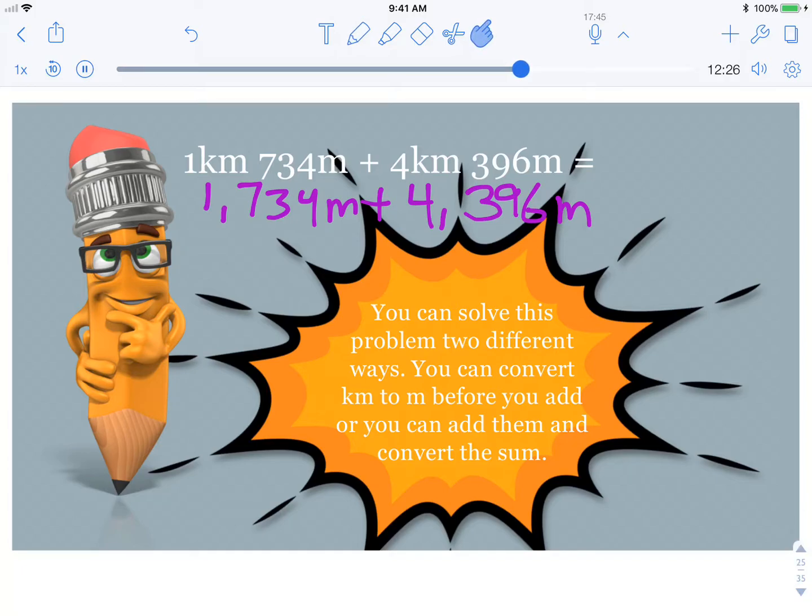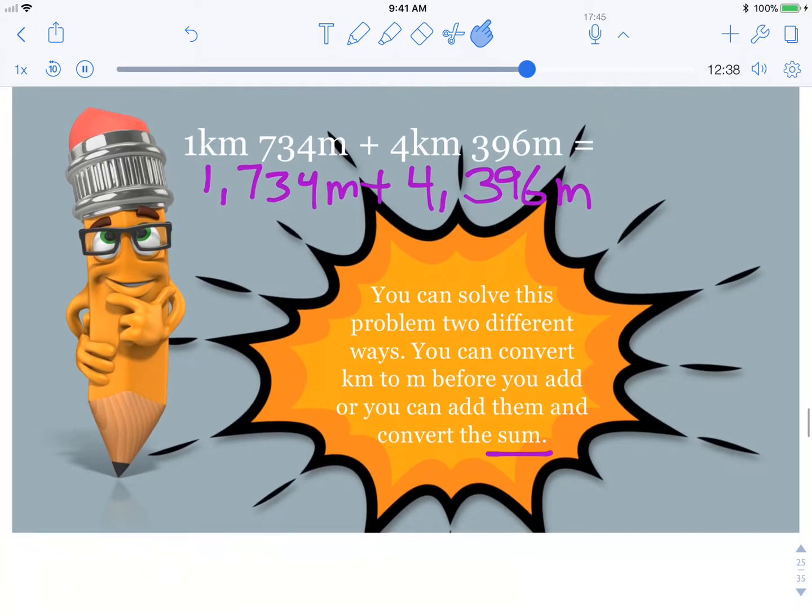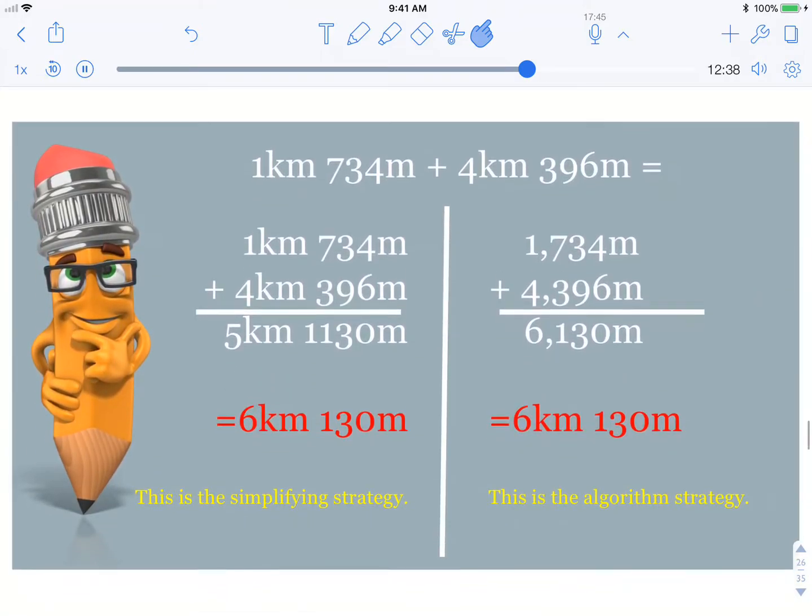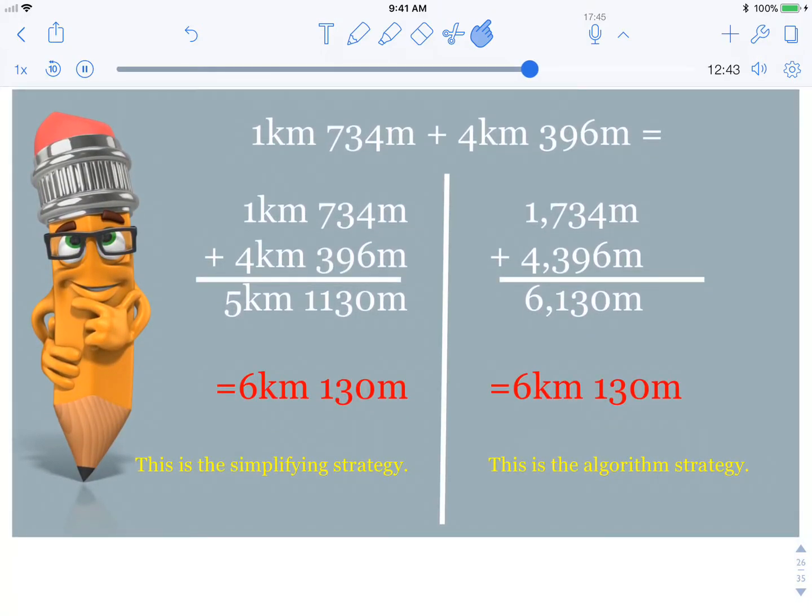What does the word sum mean? The word sum is the answer to an addition problem. Okay, and it's S-U-M, not S-O-M-E. So let's look at how I solved this problem. First of all, I took 1 kilometer, 734 meters, plus 4 kilometers, 396 meters, and I just stacked them on top of each other and added. This gave me 5 kilometers, 1,130 meters.